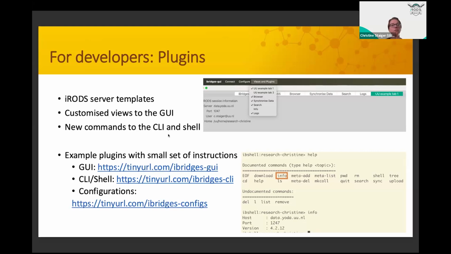The same we did for the command line interface. You can plug in commands. And this is then how it appears here. So the info is one of our example plugins. iBridges just recognizes an installed plugin and shows it. In our Git repositories, you can find examples from which you can just copy paste and then make your own plugins.